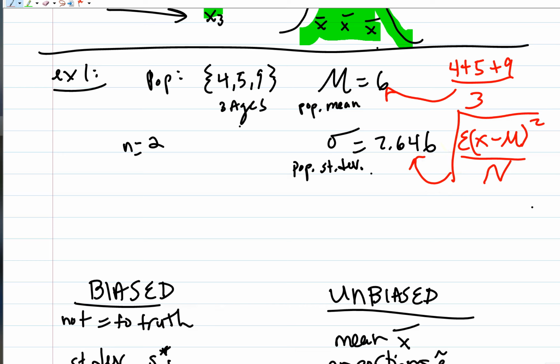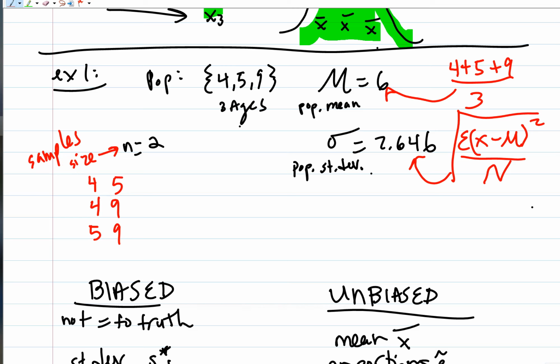We could do all that running one-variable stats, okay? But what I want to see is, how many different ways could I sample just two of the three people? Well, I could sample the 4 and the 5. I could sample the 4 and the 9. I could sample the 5 and the 9. And I think everyone's been chosen. So these would represent all of our samples with the size n of 2.